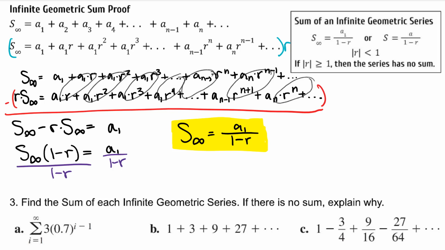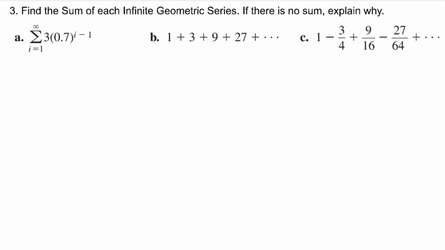So let's use our formula. Find the sum of each infinite geometric series. If there is no sum, explain why. First, check the common ratio. The common ratio is 0.7. Is the absolute value of 0.7 less than 1, or is it greater than or equal to 1? Well, the absolute value of 0.7 is 0.7, and yes, that is less than 1. So for this infinite series, there is a sum.